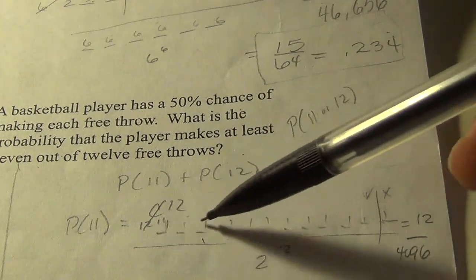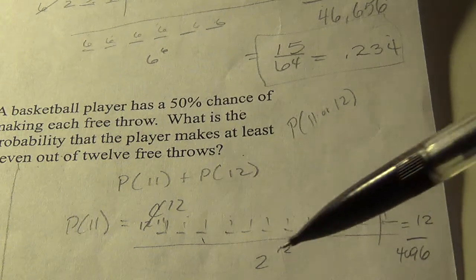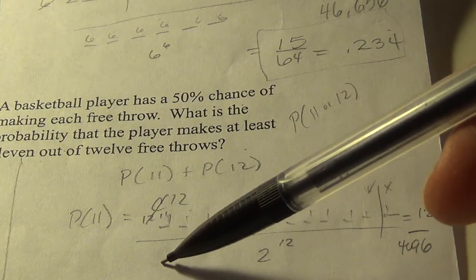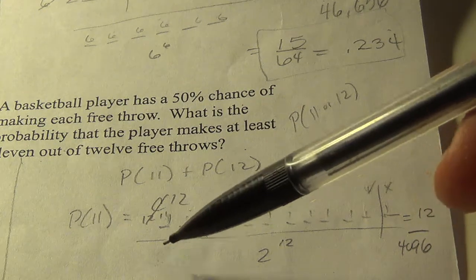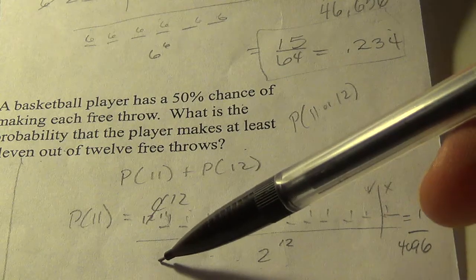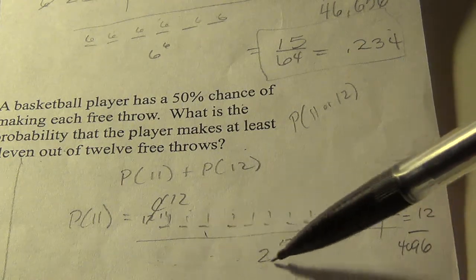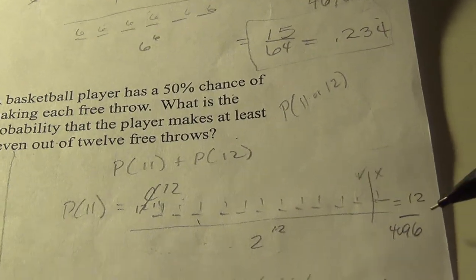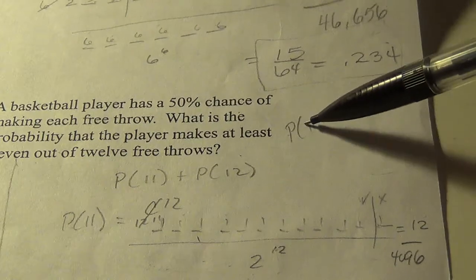So we end up with the 12 times all these 1s, divided by, on the bottom, how many different ways can he get the shot? He can get it or not get it. There's 2 ways for each blank. So with no restrictions, he can get it or not. There are 12 blanks, and they each have a 2 in them, so 2 to the 12th. That's the probability of getting 11.